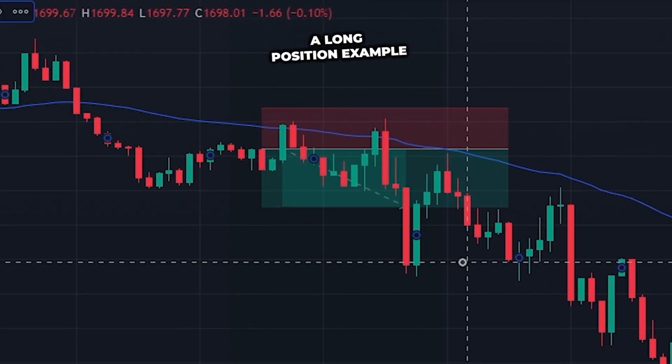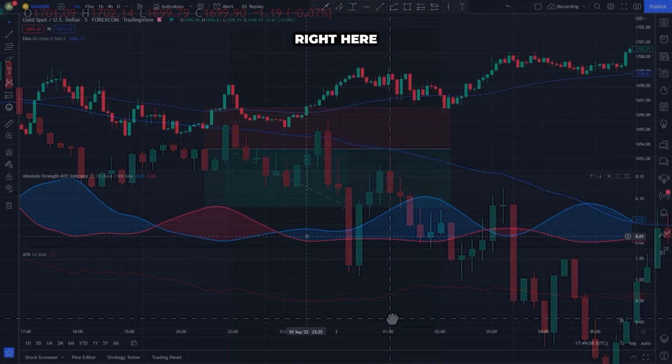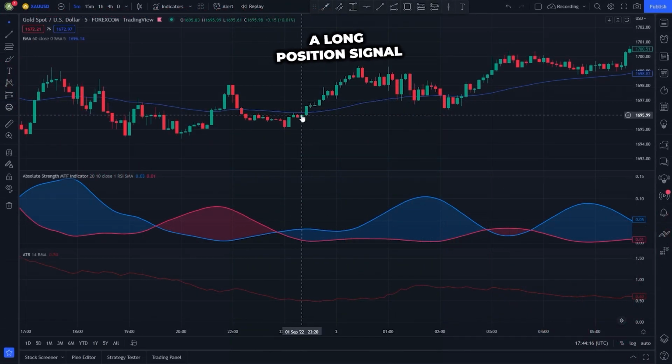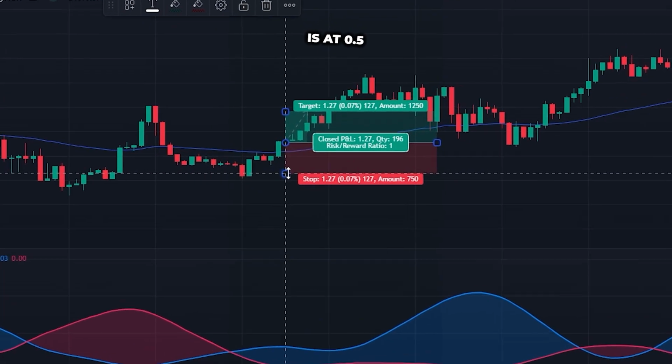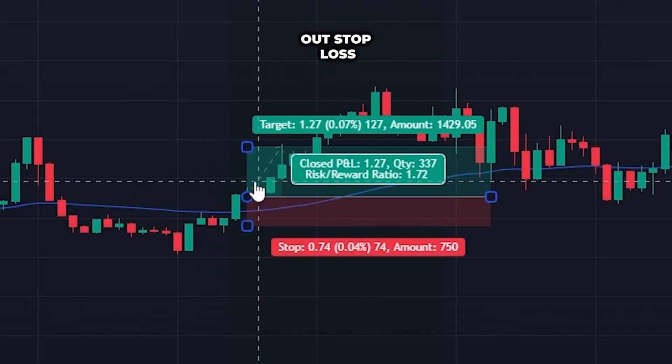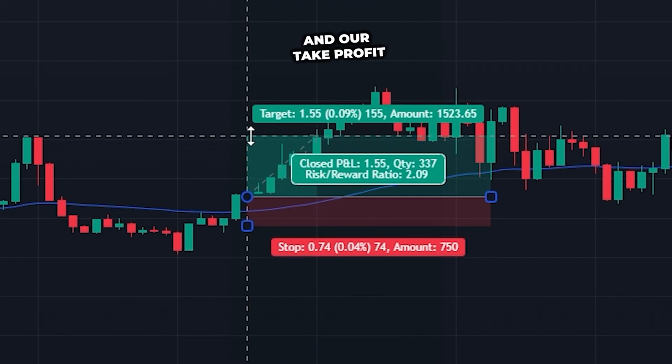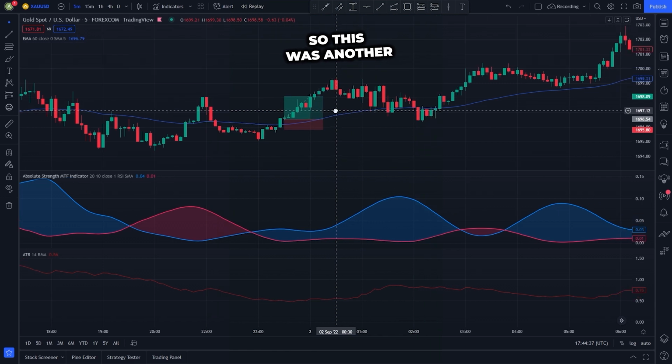Let's move on to a long position example. Right here, our indicator gave a long position signal, so we have to wait for a candle to close above the moving average. Let's take a long position here. Our ATR value is at 0.5, so we'll set our stop loss at 0.75 and our take profit at 1.5. Okay, so this was another winning trade.